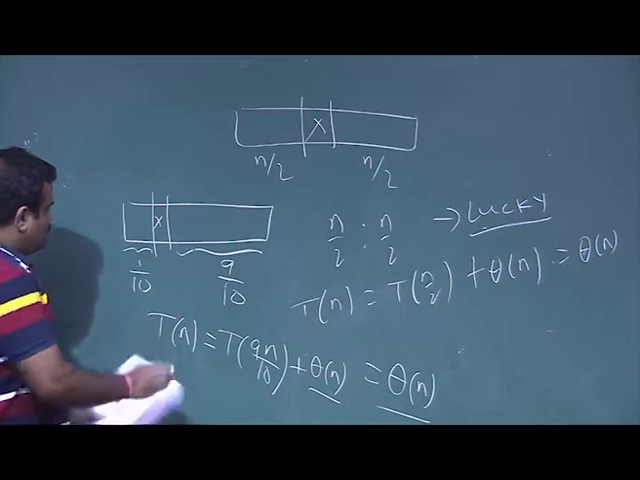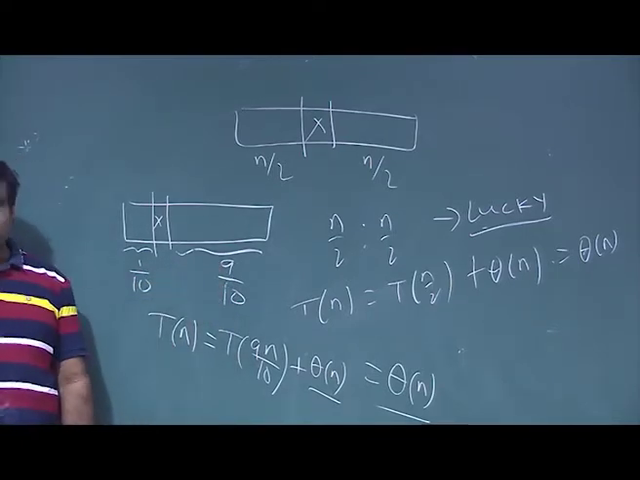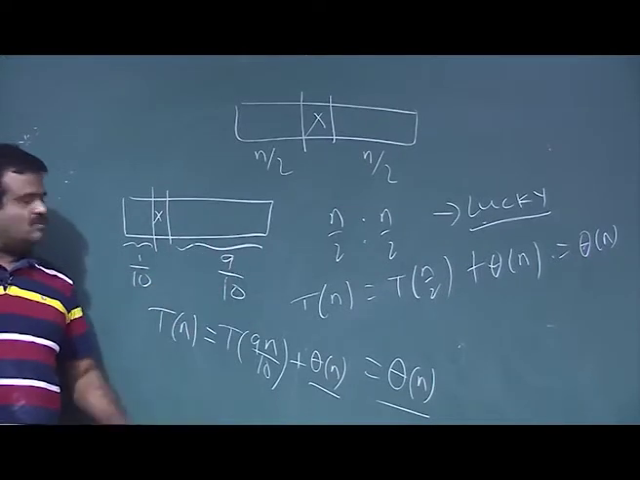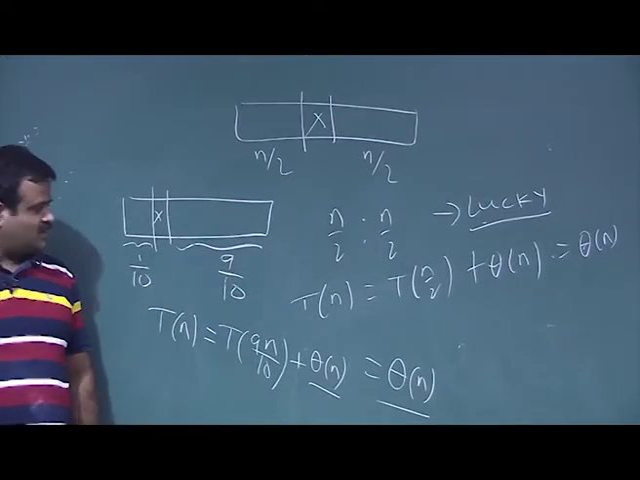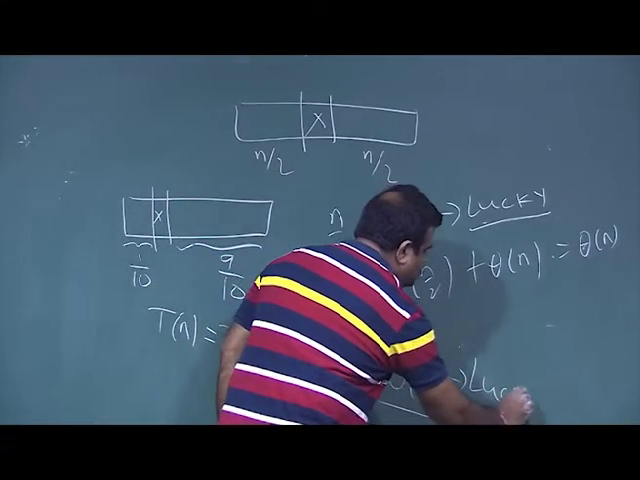Not only this, if it is 1 by 100 and 99 by 100, so if we can ensure that a little fraction is on one side, then also we are lucky. So, this is the almost best case. We have seen this type of analysis; this is the lucky case.